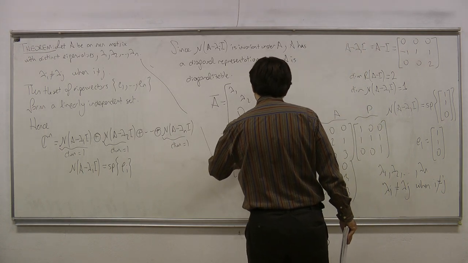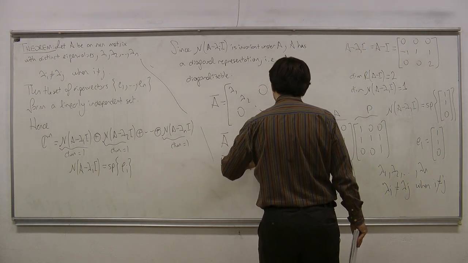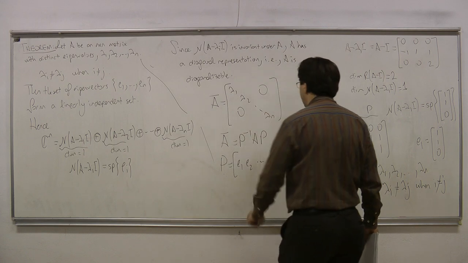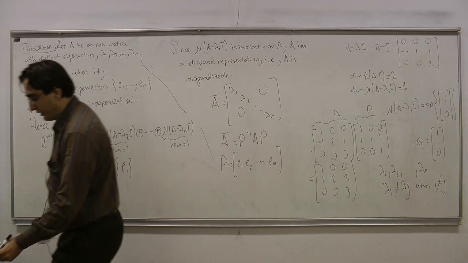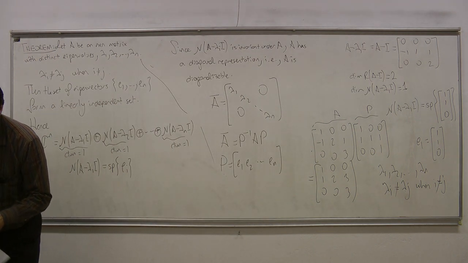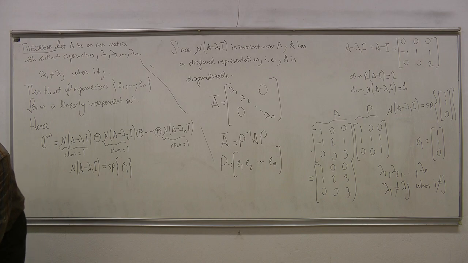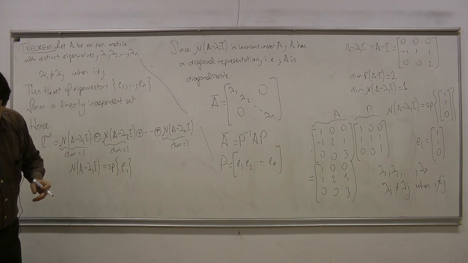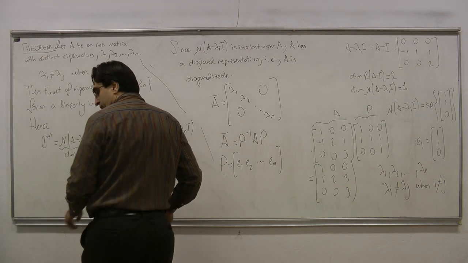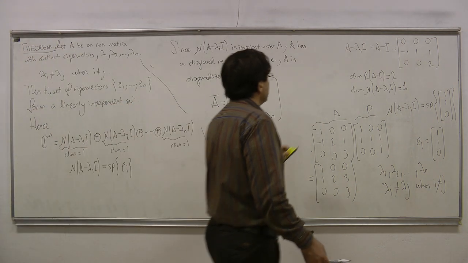And this P matrix is composed of the basis vectors of these null spaces, these eigenspaces. And these are nothing but the eigenvectors, E1, E2, going until En. That is our invertible basis change matrix. Okay? We have already seen an application of this theorem.